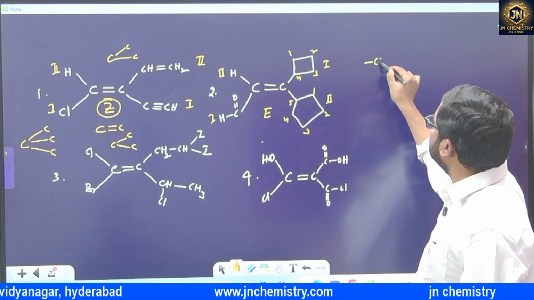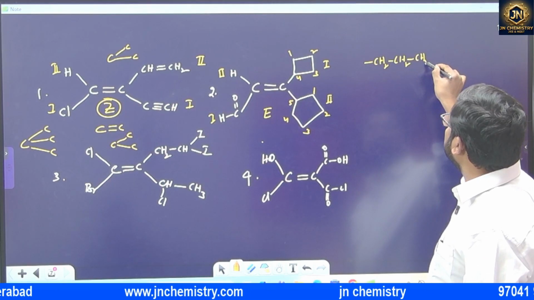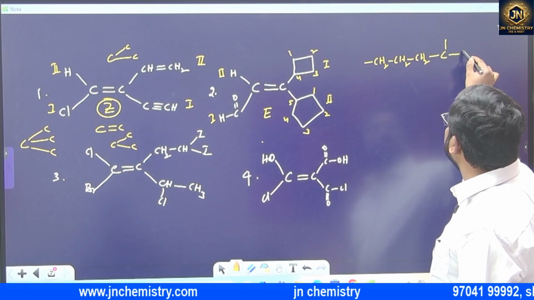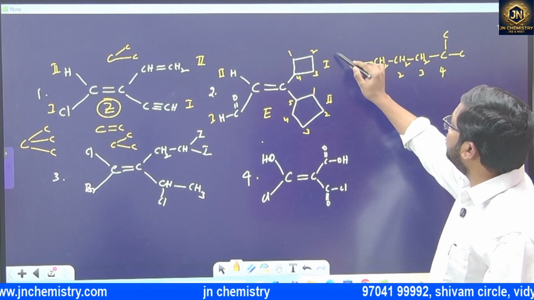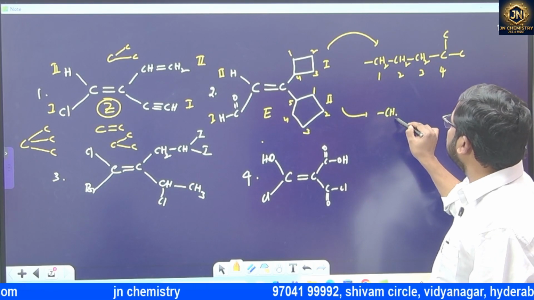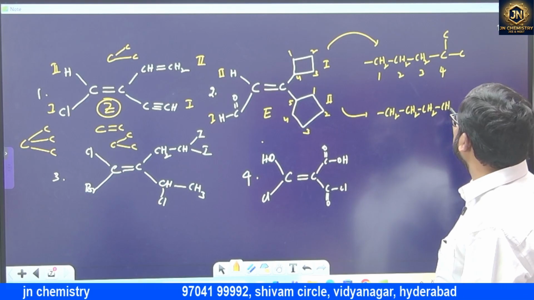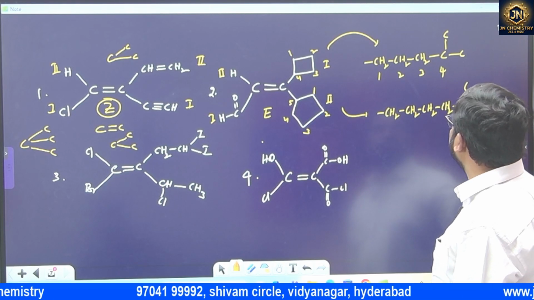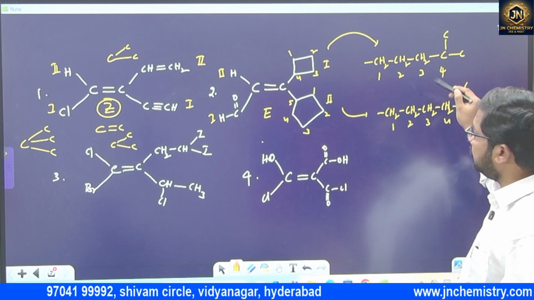So CH2, CH2, CH2, the fourth one is having 2 carbons: 1, 2, 3, 4. This one. Whereas in case of the fifth row, first CH2, CH2, CH2, CH2, C is the fifth carbon. 1, 2, 3, 4. The fifth carbon is having the CC.